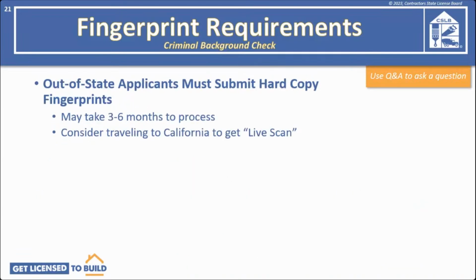If you're out of state, it's a longer process to get us your fingerprints. That's because you must submit hard copies of them, the old-fashioned way. Those take anywhere between 3 to 6 months for the FBI and Department of Justice to process. So, you might want to consider traveling to California to get your electronic live scan done here.